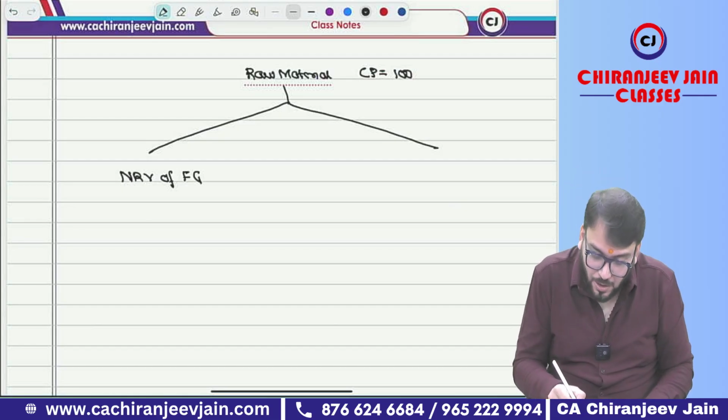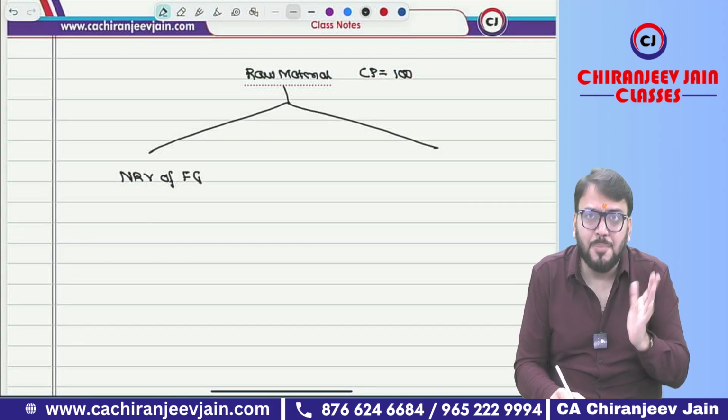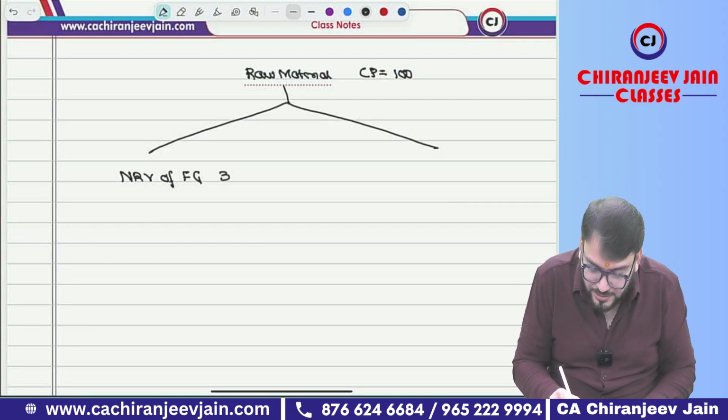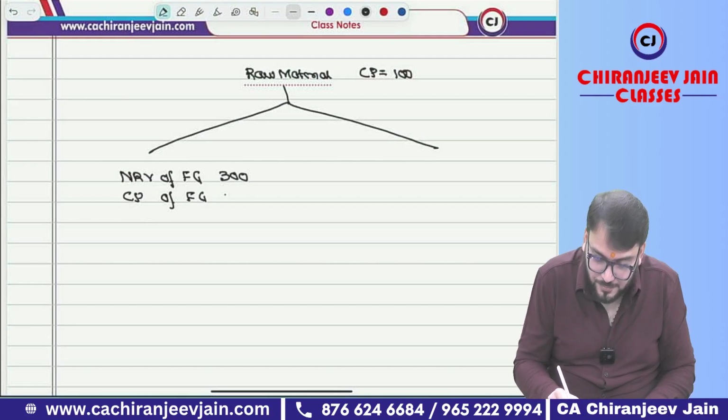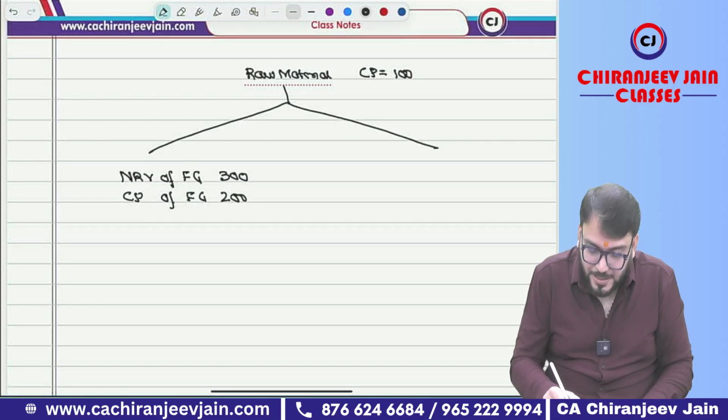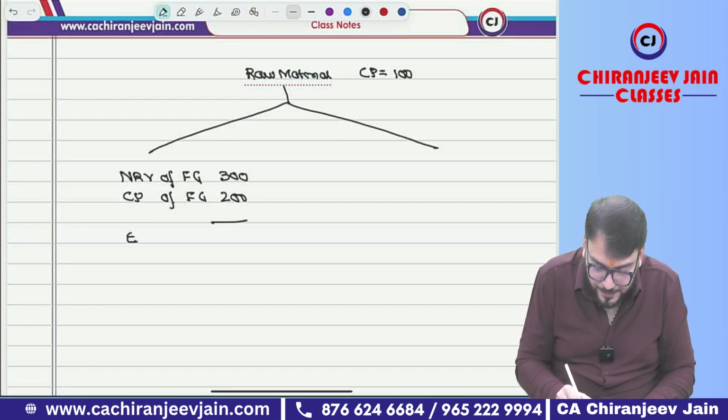Got this point? Now, let's say NRV of finished goods is 300, and the cost price of finished goods, I am saying, is 200. It means, can you say there is an expected profit?